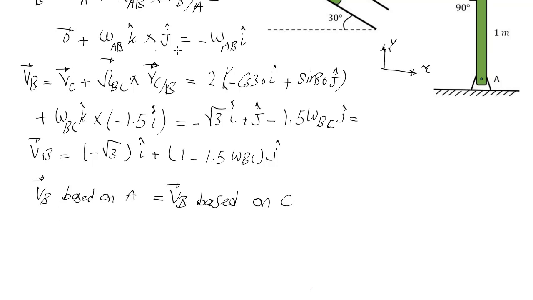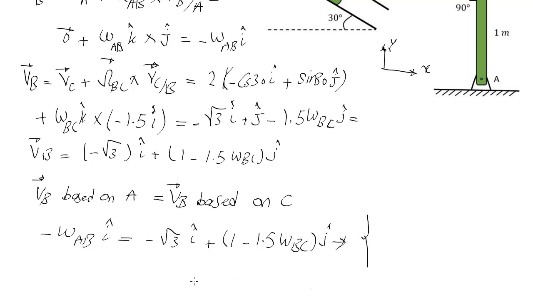So VB over there is just minus omega AB in the I direction. It's equal to VB based on C. So that's minus 3 minus square root of 3 in the I direction plus 1 minus 1.5 omega BC in the J direction. So here we get two equations.